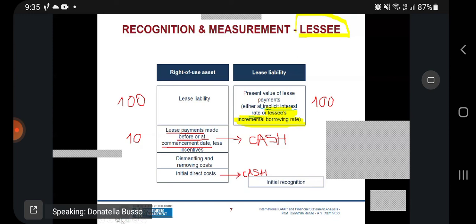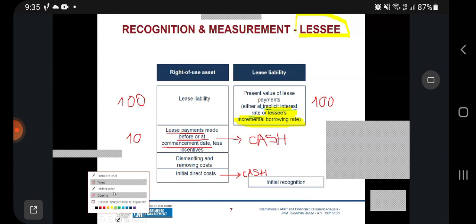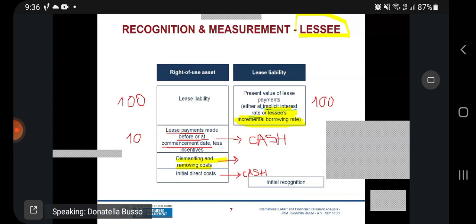Then there is another part that is the dismantling, removing costs. You remember? It's similar to IAS 16. So for dismantling and removing costs, if there is this type of obligation, the company has to recognize the amount on the right of use asset. What is the other account to be used in the case of the estimate of dismantling and removing costs? Exactly, provision.